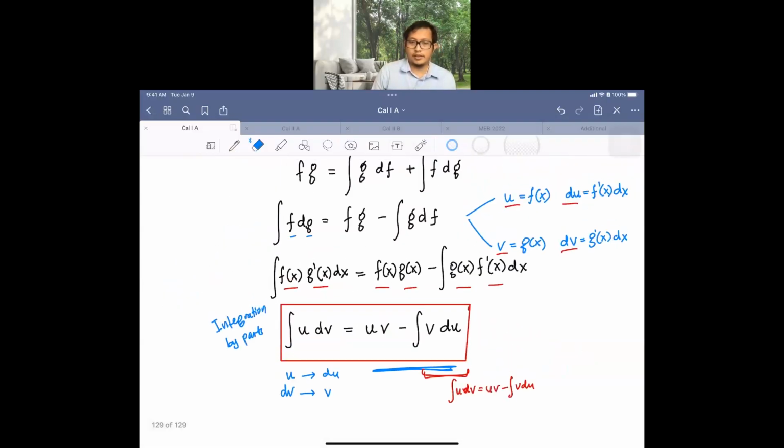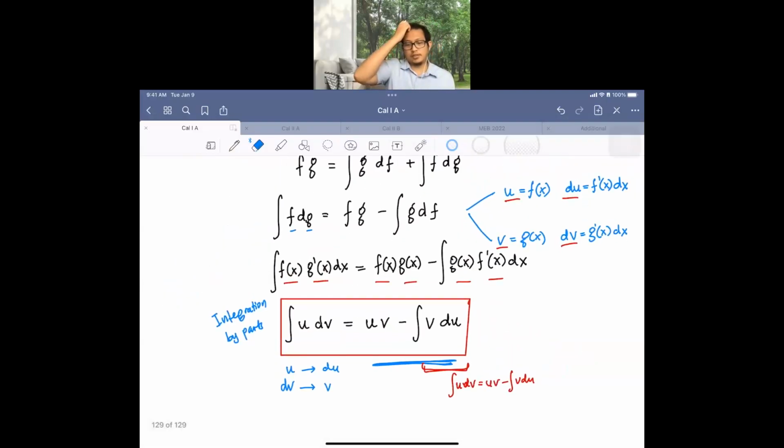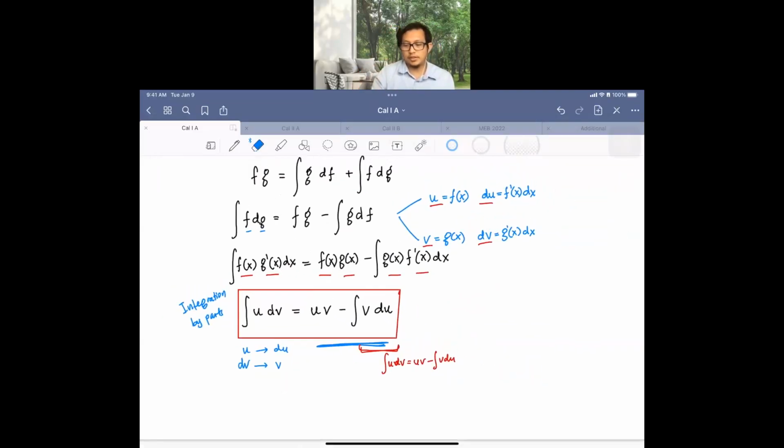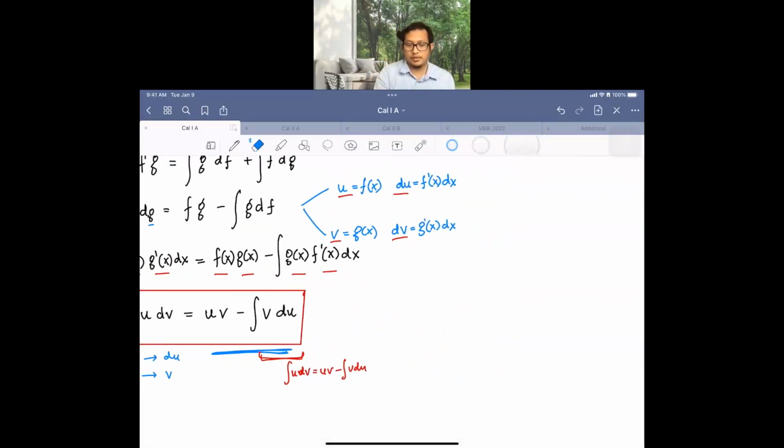Okay, I think we can start with some simple questions, some simple integrals. Let's start with the integration of ln x dx. Okay, this is actually quite tricky.